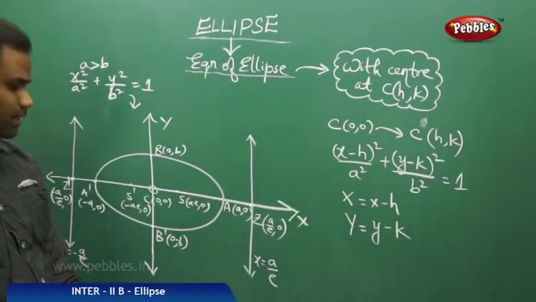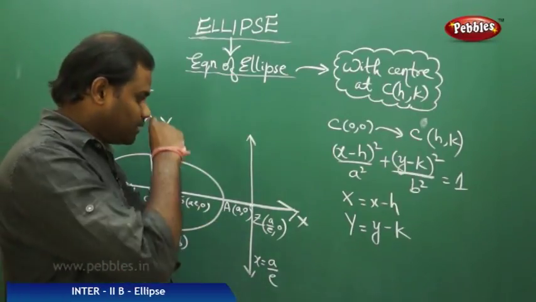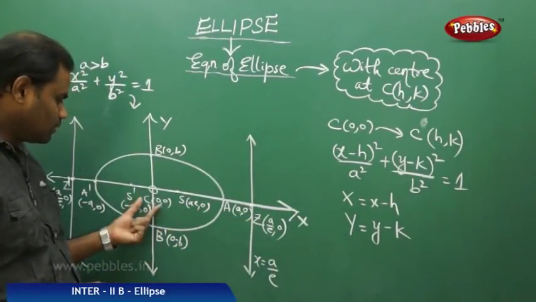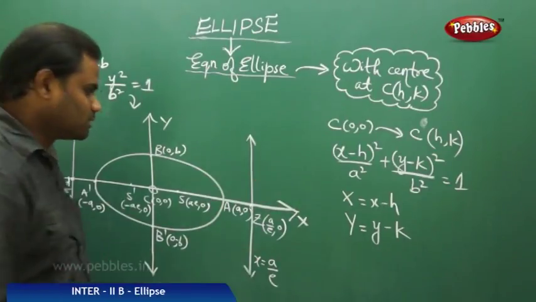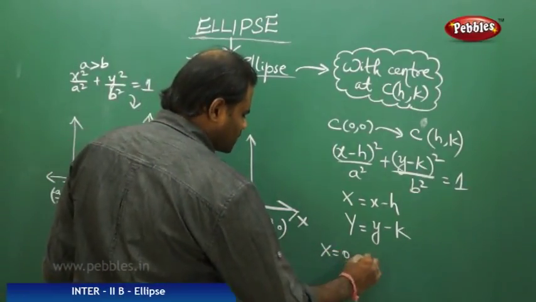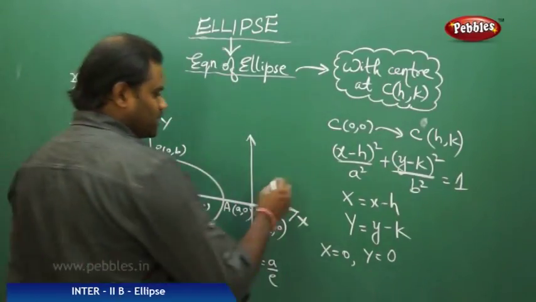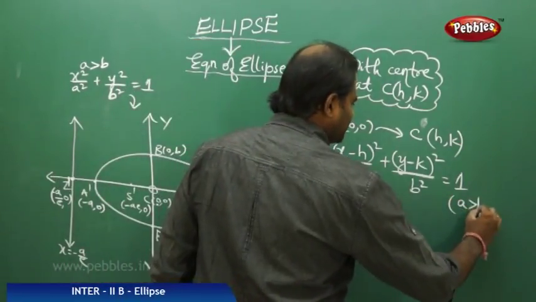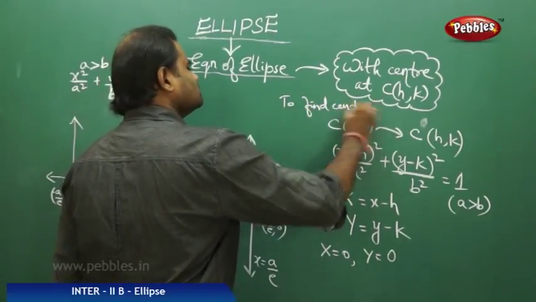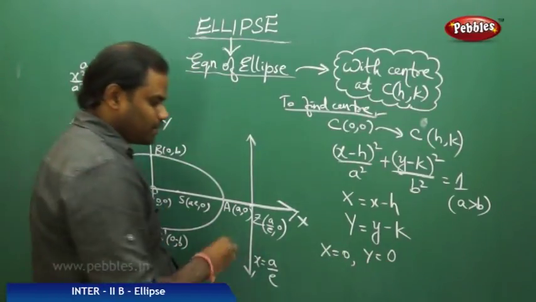So each of the new coordinates of this standard form of ellipse is obtained when I replace x with the x coordinate and y with the y coordinate. Say, for example, I want to find the new center for this ellipse, where a is greater than b. To find the center, I just take x equal to 0 and y equal to 0.